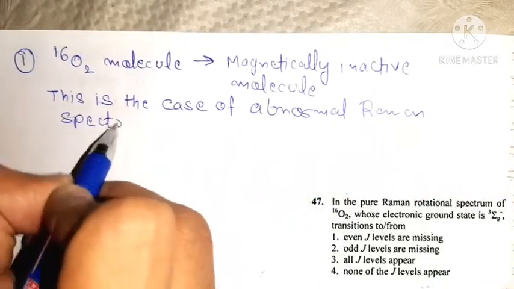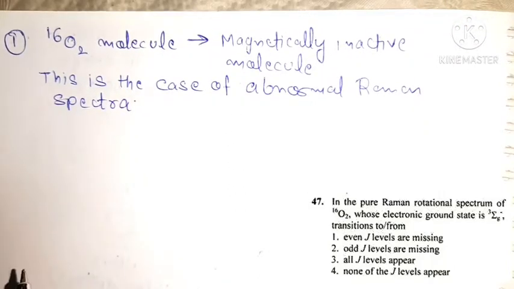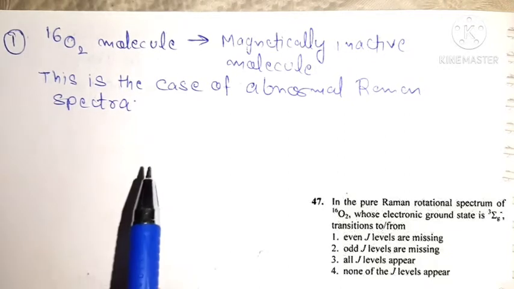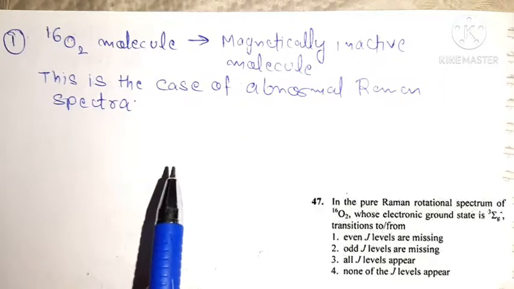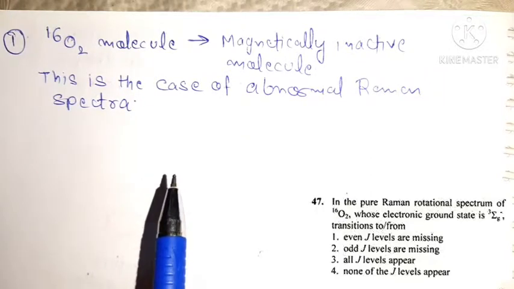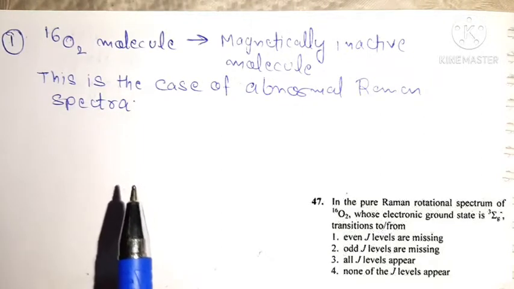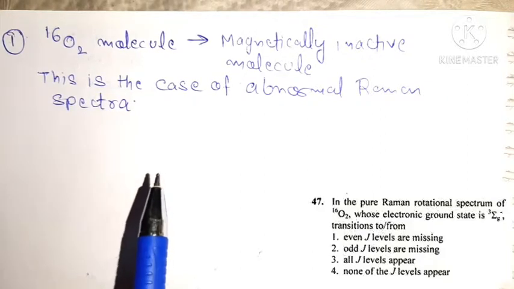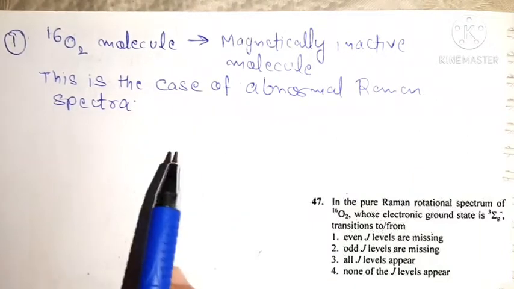Now the question arises that what type of molecules show this abnormal Raman spectra. Now first of all, you must know the idea about abnormal Raman spectra. So what is the abnormal Raman spectra? In this type of spectra, certain J levels are missing in your Raman spectra. Okay, certain energy levels are missing, certain J levels are missing. So that type of spectra are known as abnormal Raman spectra.